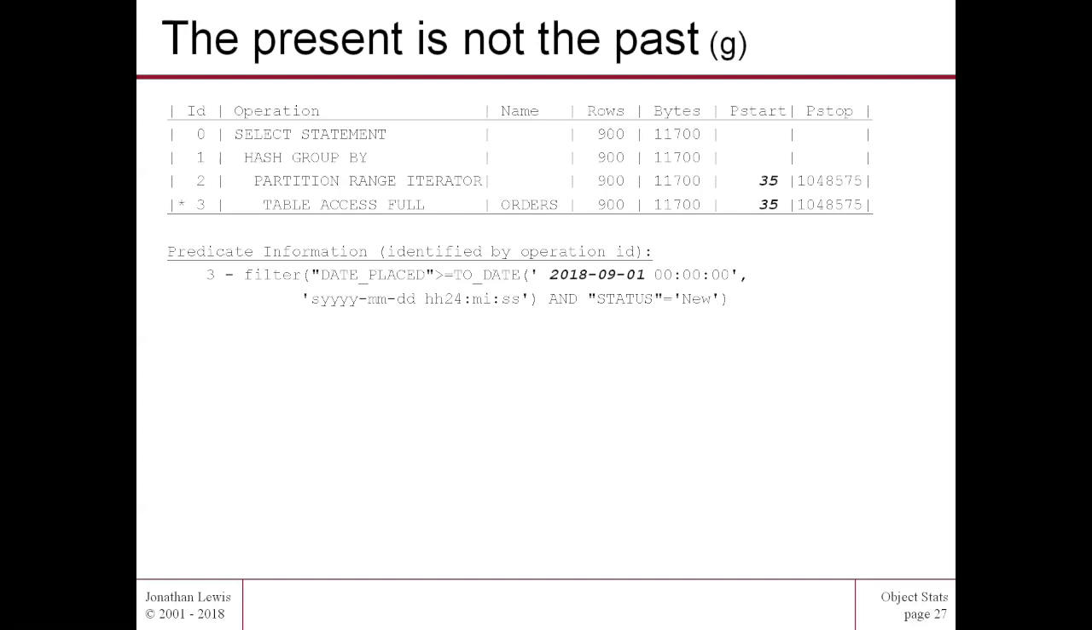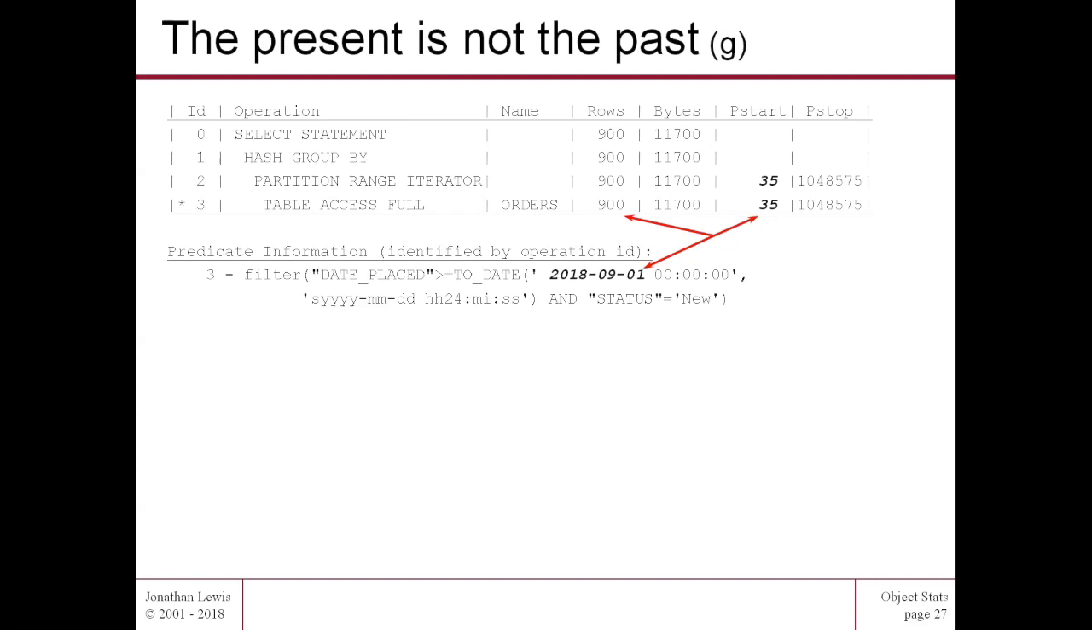Here's a really weird one. The stats are perfect, okay? So I've run up a query. Have a look at these numbers here. I've queried for the 1st of September. That's from partition 35 to the end of the table. That's why we get this 2 to the 20, the 1048575 figure there. And Oracle's prediction for the number of rows where the status is new and the date is greater than or equal to the 1st of September is 900 rows.